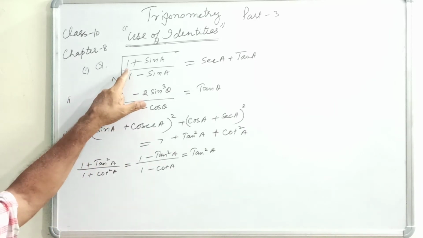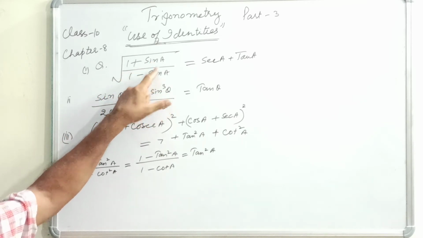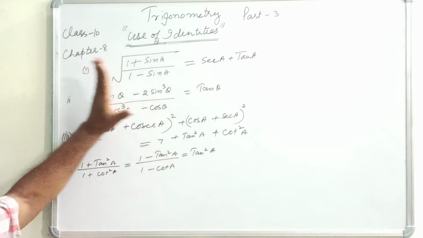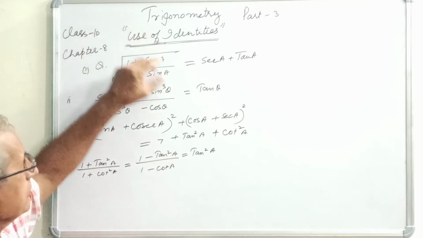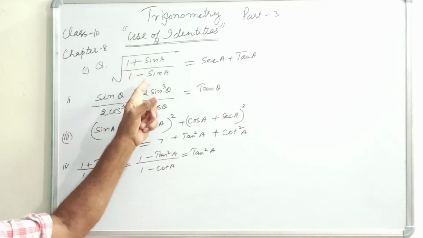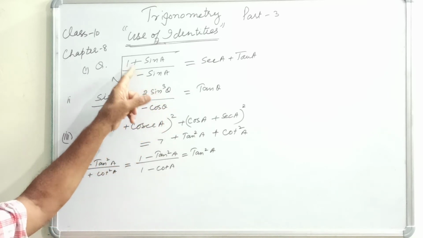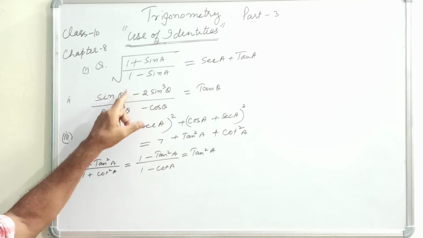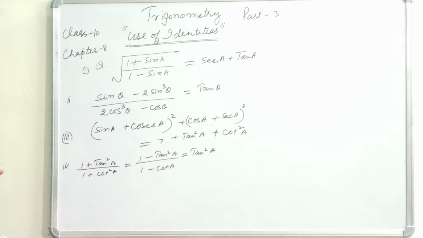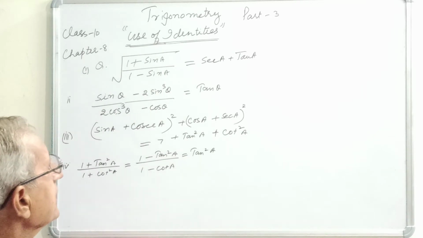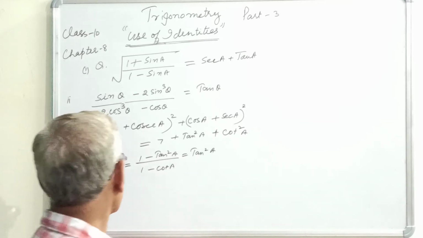The question is square root of 1 plus sine A upon 1 minus sine A. The left hand side has the two terms, 1 plus sine A in the numerator and 1 minus sine A in the denominator, and whole under root. I have to prove secant A plus tangent A in the right hand side.